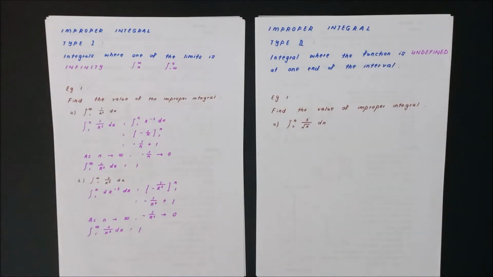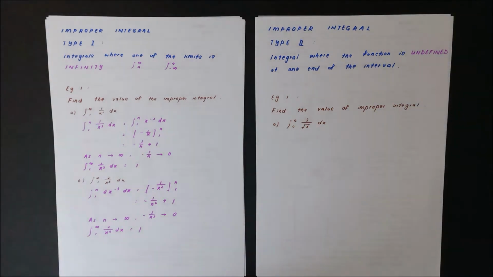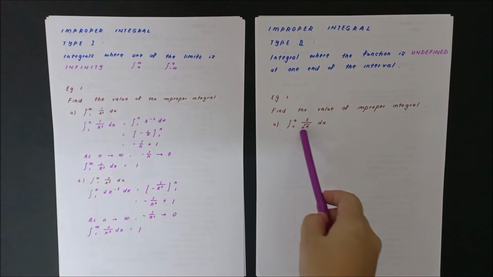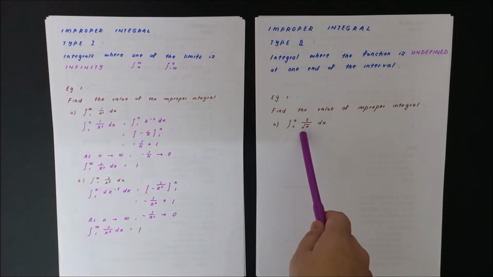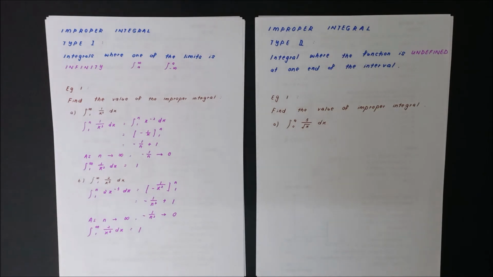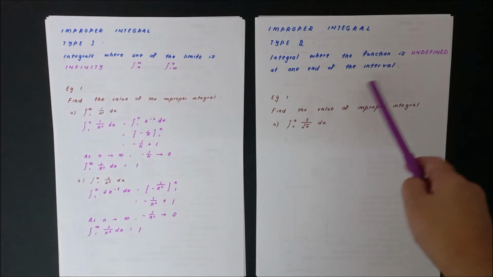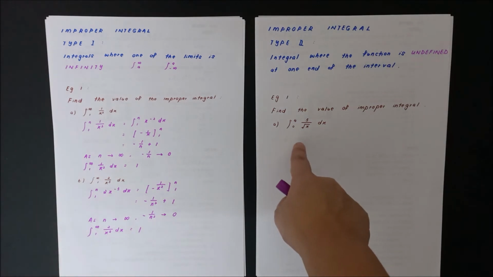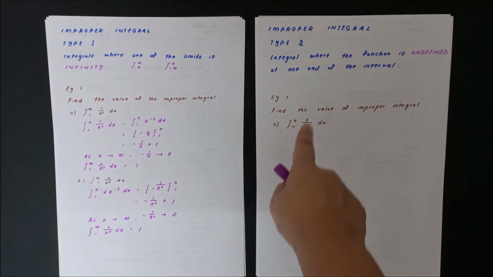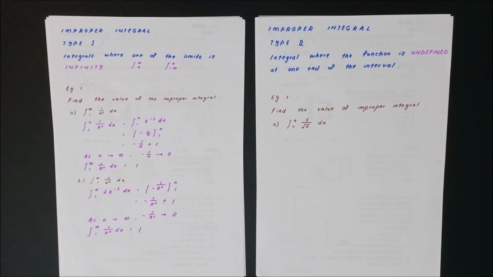Okay, so now you have an integral from 0 to 4 of the function 5 over square root x dx. What you can realize here is that when I substitute 4 into this function, I get 5 over square root 4, which gives me 5 over 2. But when I substitute 0, what happens? I get 5 over 0, which actually gives me an undefined answer. So this is what we mean by undefined at one end of the interval. For this type of question, there is nothing like infinity in the limit, but when you substitute the value into your function, you get something undefined.